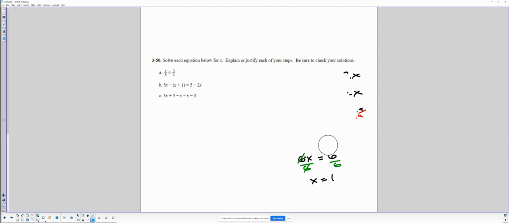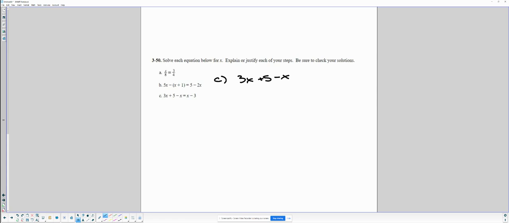Okay, last one. That's part C. 3x minus 5, plus 5 minus x equals x minus 3. Again, these are on the same side, so I can just put them together. So 3x minus 1x is going to be 2x plus 5. And that's going to equal x minus 3.